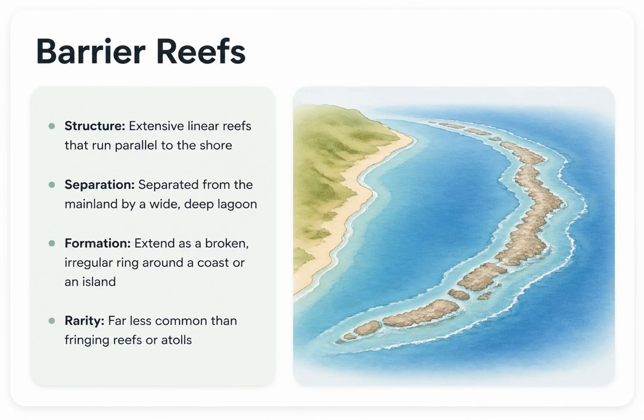Moving further offshore, we find barrier reefs. These are extensive, linear reef systems that run parallel to the coastline. Unlike fringing reefs, barrier reefs are separated from the shore by a much wider and deeper lagoon. They often form a broken, irregular ring around a coastline or an oceanic island, acting as a massive natural breakwater. While they are incredibly famous, they are actually far less common globally than fringing reefs or atolls, which represent the next stage in the fascinating evolution of coral structures.